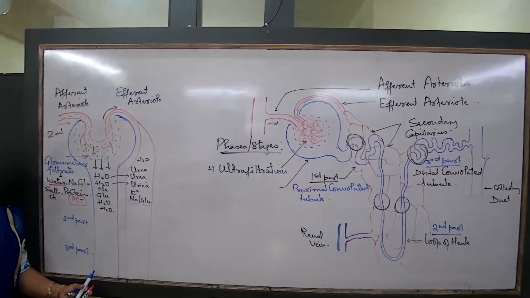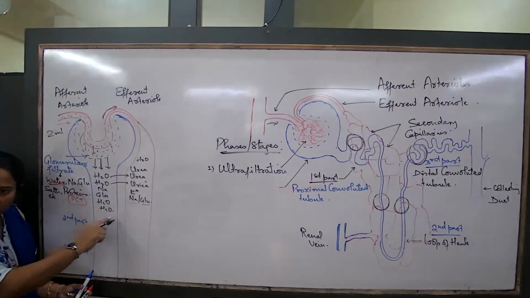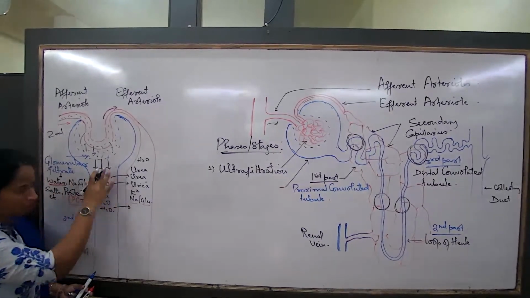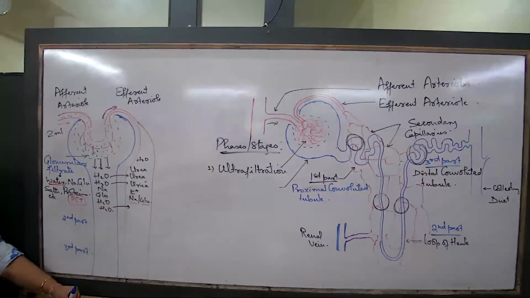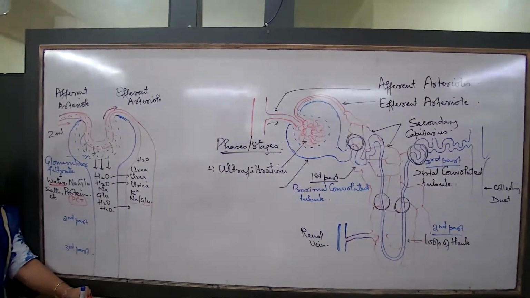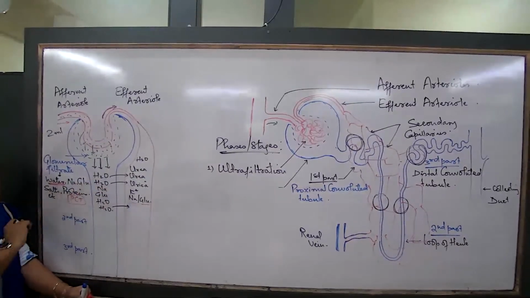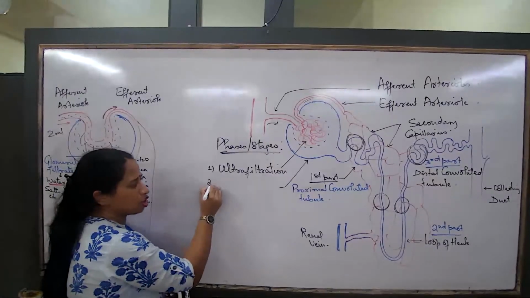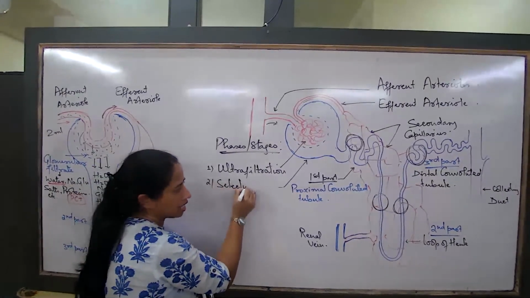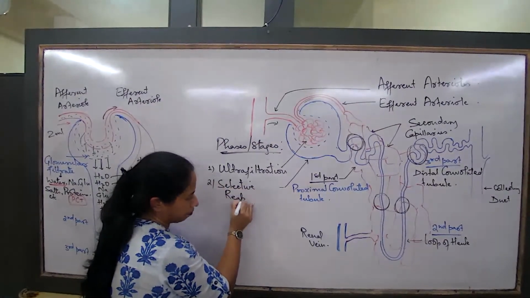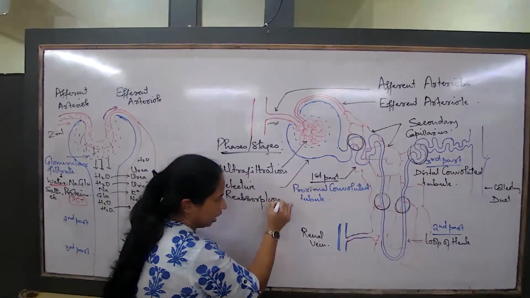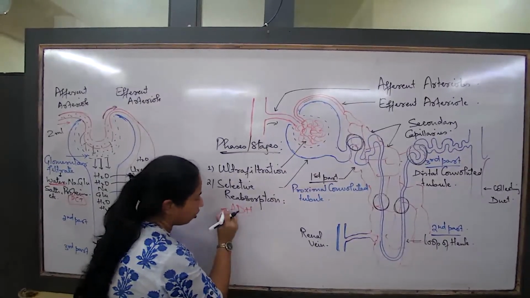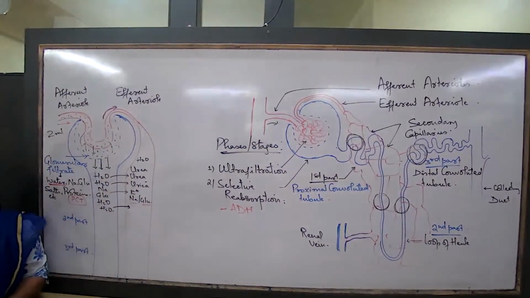So how does the body react? Immediately a process of diffusion starts happening. Diffusion of what majorly takes place in the first part of the tubule? A large amount of water starts going back to the blood. A large amount of sodium starts going back to the blood. What is this process known as? This process is known as selective reabsorption, which is brought about by a hormone known as ADH.